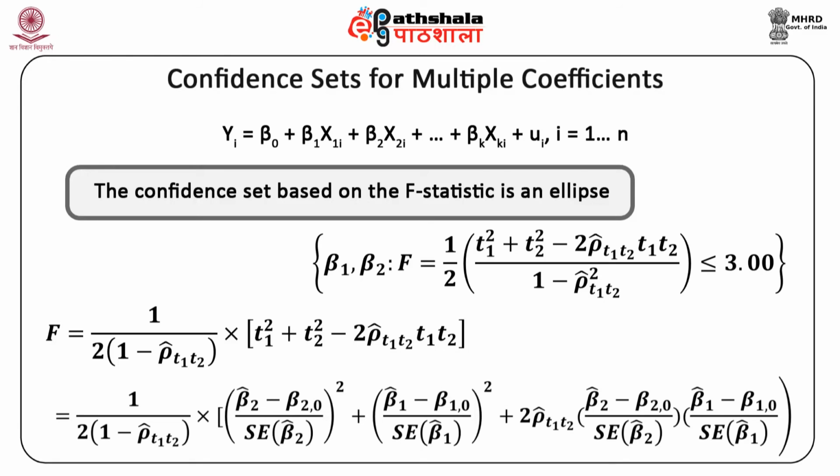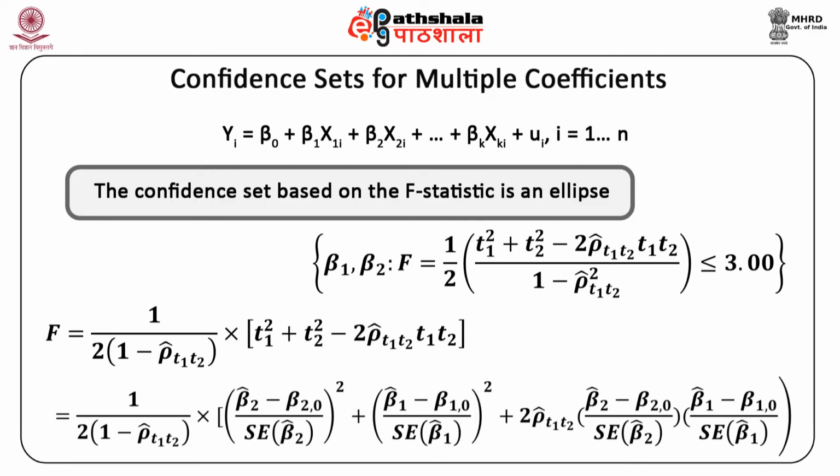For this, the 95% confidence set can be written as the beta 1 0 and beta 2 0 such that the F of beta 1 0 and beta 2 0 is less than 3. Here 3 is the 5% critical value of the F2, infinity distribution.